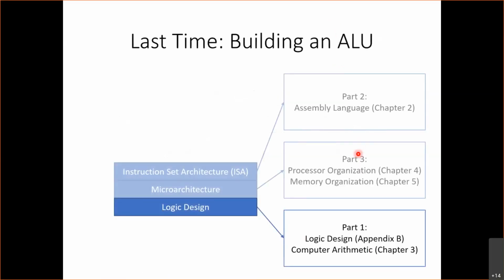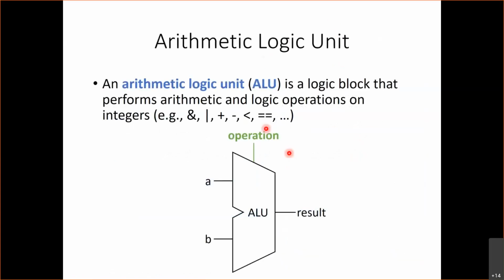So a quick review of what we covered last time. We started talking about building an ALU. We said that an ALU was a logic block that takes two operands and gives the result, and the operation that it performs on these operands is determined by another signal, which is some operation. So an ALU could maybe do a bitwise AND, bitwise OR, addition, subtraction, comparison, things like that. And here, A and B could be any number of bits wide, and the result would be the same number of bits wide.